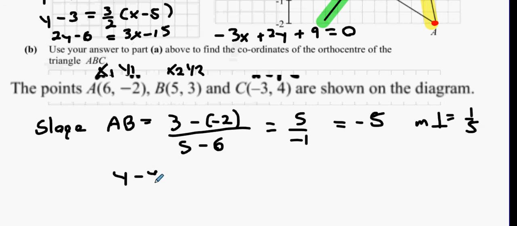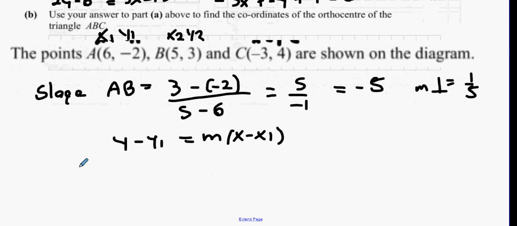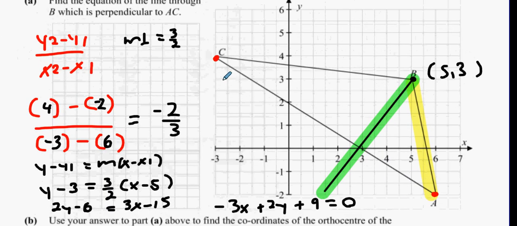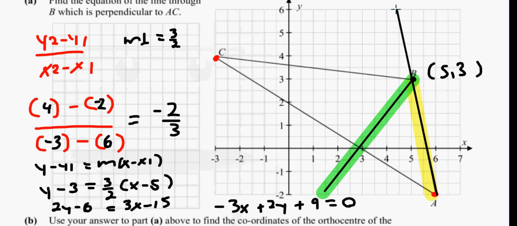Hence y take away y1 equals m into x minus x1. And what we get is... it has to go through C. So C is x1, y1. Remember, the point you're looking for goes through C. That's actually really awkward looking. So that's your line there. It has to go through C perpendicular.